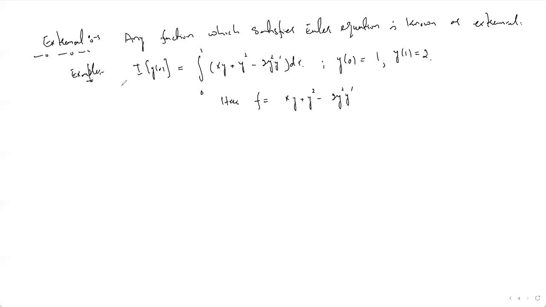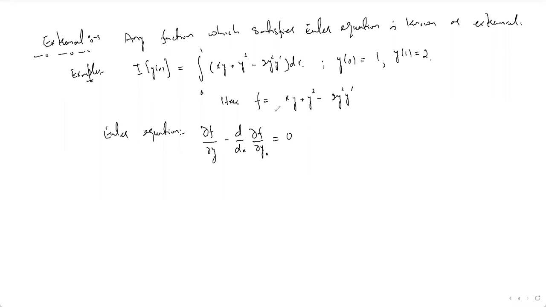Okay, now how can I write down the Euler equation? The Euler equation is given by partial f by partial y minus d by dx of partial f by partial y x equals 0.